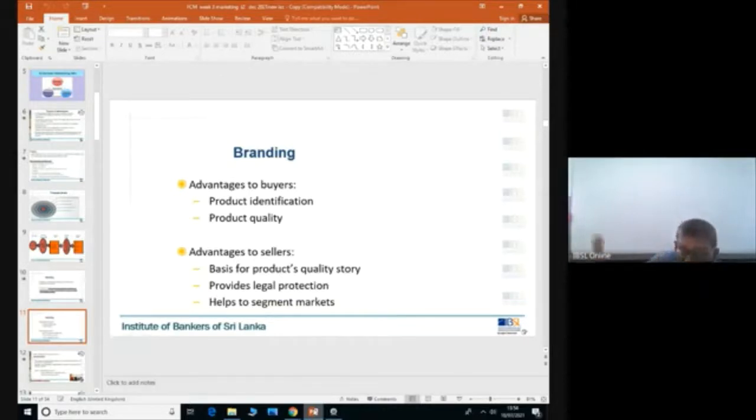Now, a good example for branding. When you go to office using your bank t-shirt, one thing is you differentiate, and you also get rid of the police people.